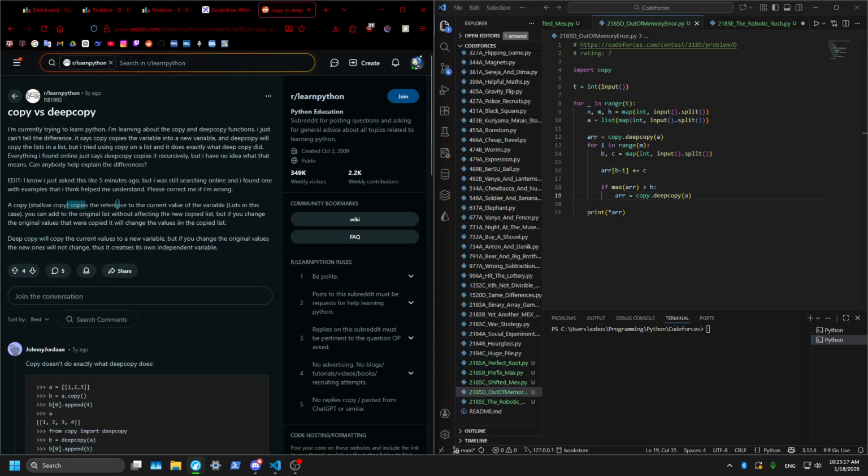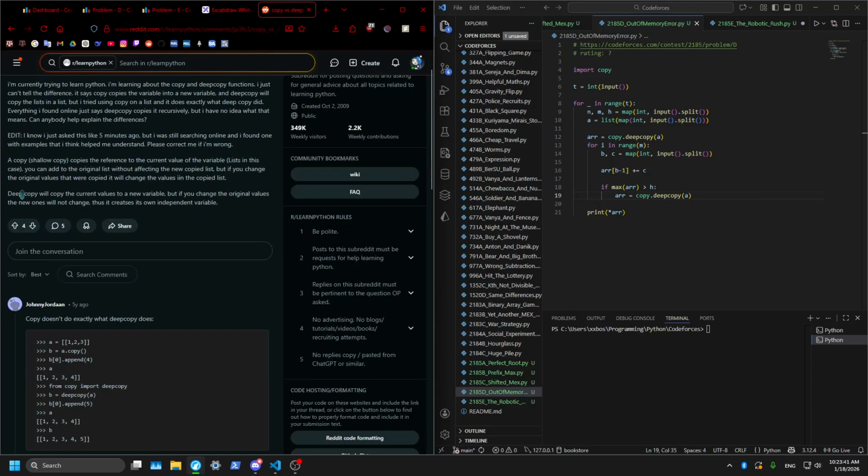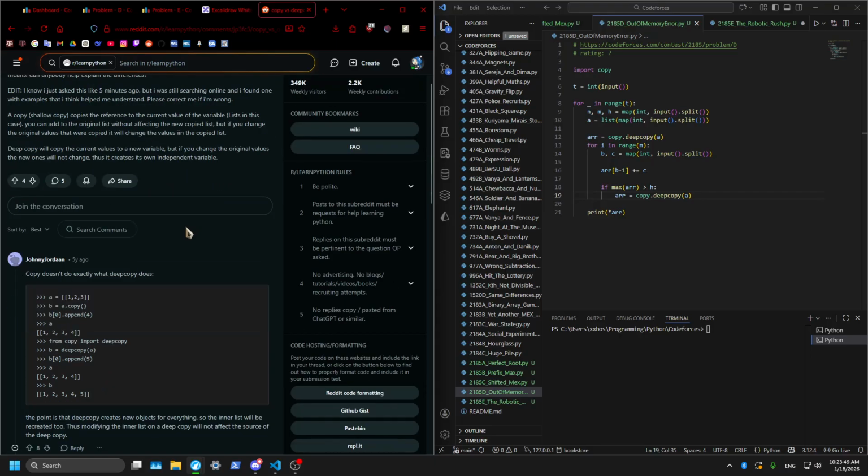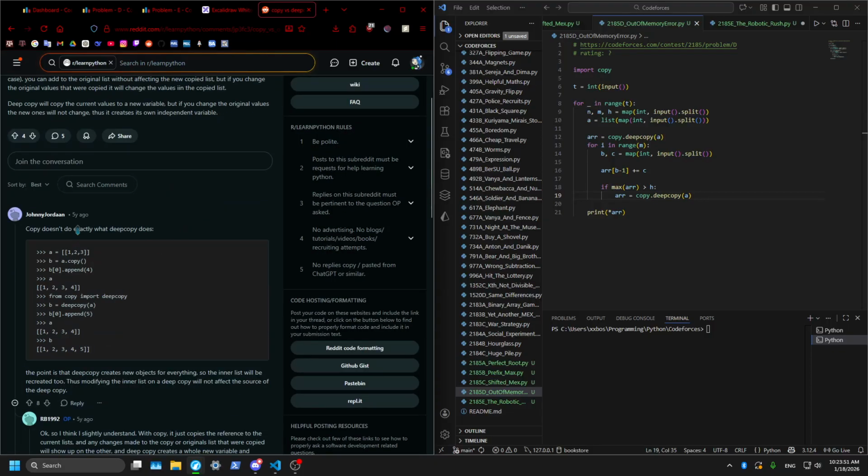Shallow copy copies the reference to the current list in this case. You can add to the original list without affecting the new copy list, but if you change the original values that are copied, it will change the values in the copied list. Deep copy will copy the new variable, but if you change the original values, the new ones will not change, so it's independent. Okay.